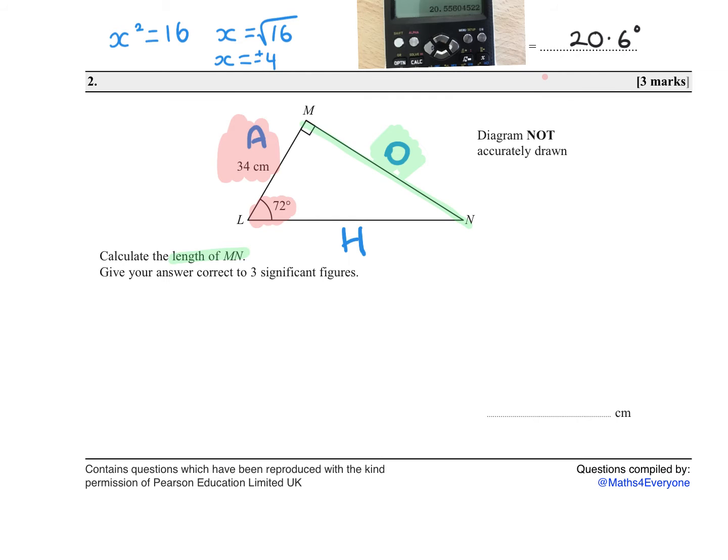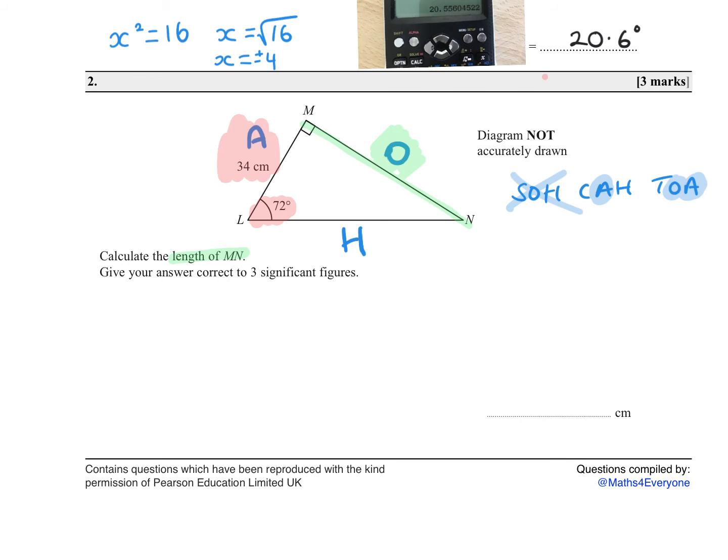So again, what do we have? A and the angle. What do we want? O. So if I look at SOH CAH TOA, what do I have and what do I want? I'm going to highlight. I have A, right? So I definitely know I'm not using sine. Yeah, that one's out of the question now. And what do I want? O. Okay, so it's tan again.